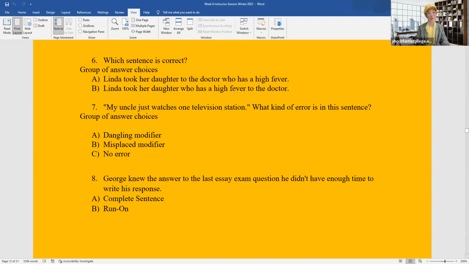B is correct because it's the daughter that's sick. And so you take your sick daughter to the doctor. So here, Linda took her daughter who has a high fever to the doctor.